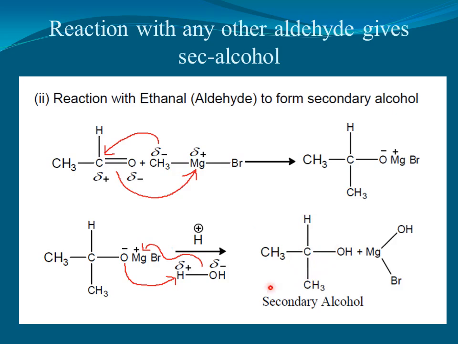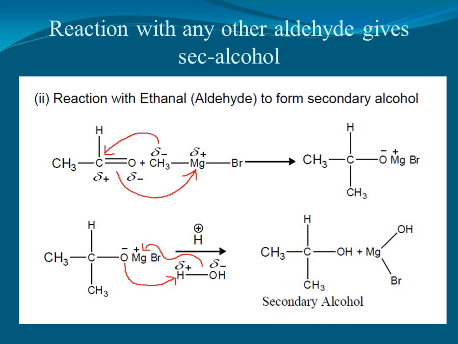Now you understand why we use any aldehyde other than formaldehyde for the preparation of secondary alcohol, because in that case we will be having an R group on one side, so that this carbon will be acting as a secondary carbon, giving a secondary alcohol.